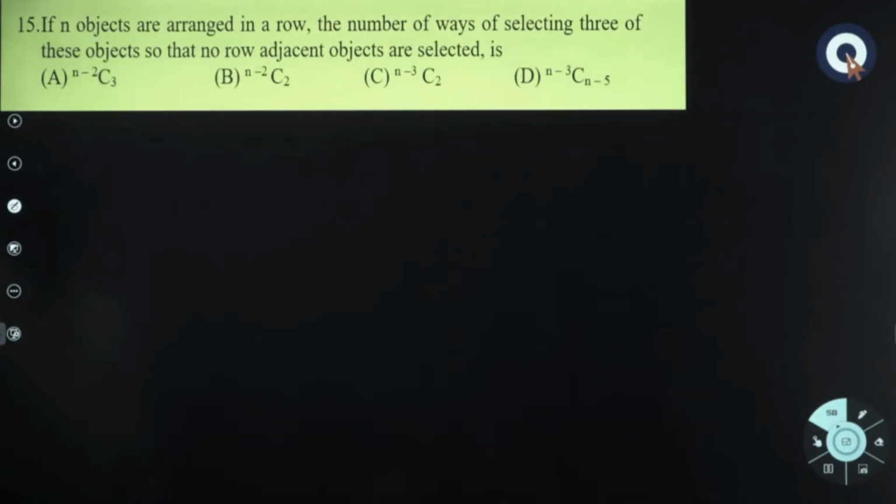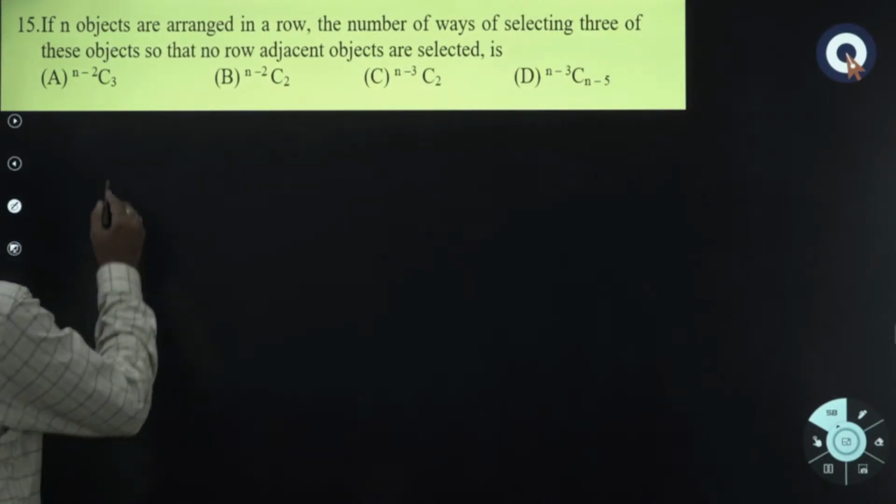If n objects are arranged in a row, the number of ways of selecting 3 of these objects such that no 2 of them are consecutive. So let us say you have n objects.